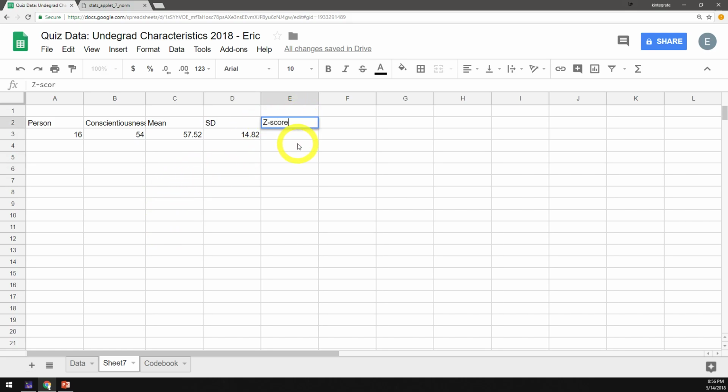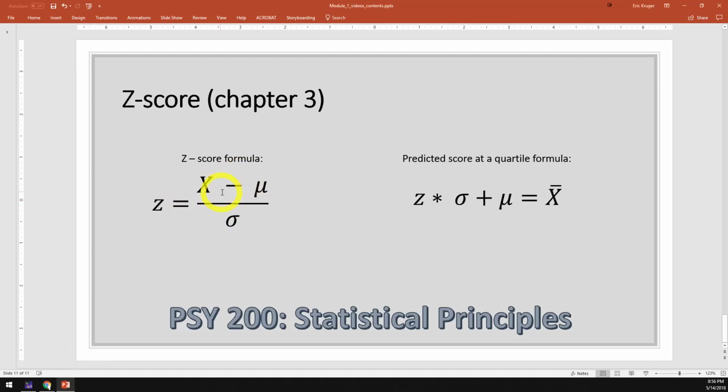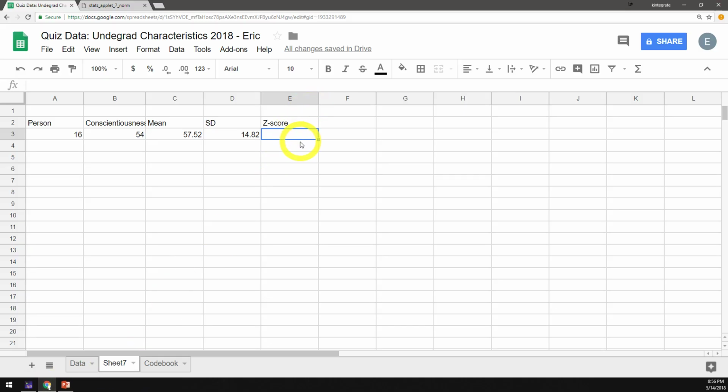So we're going to put what we just saw right here into a formula: the observation, minus the average, and this difference divided by the standard deviation. So let's go back to here. We're going to hit equals.